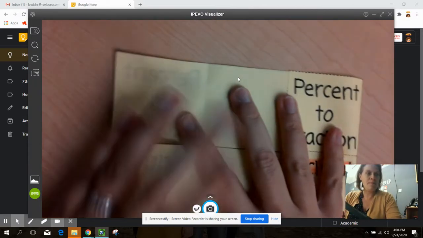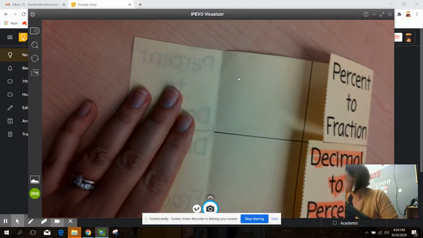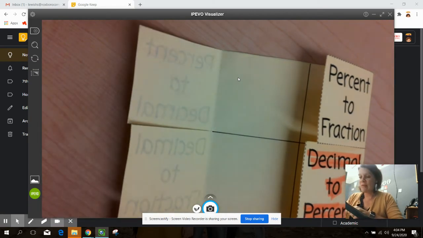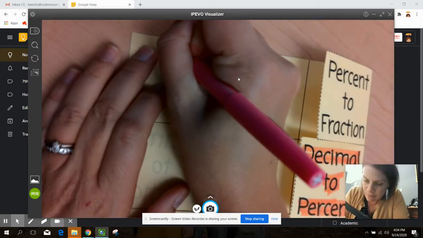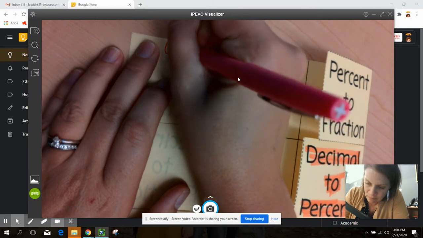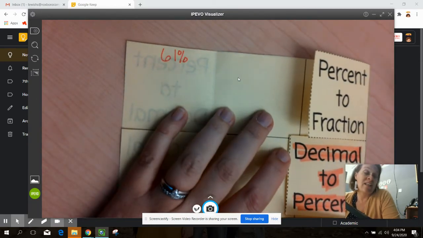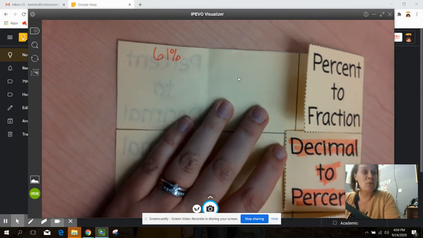Let's make it a little bit lower. Here we go. So let's find me one I can use. So the first thing I want you to do over here is just go ahead and write 61%. Okay, so that is our percent, and we're going to go from a percent to a decimal. And these are the steps.